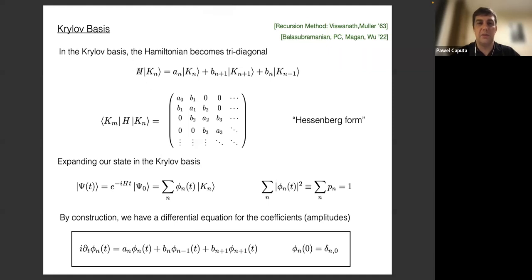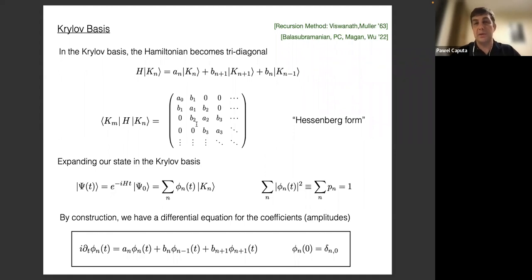When we act with the Hamiltonian on the basis vector kn, we have a diagonal piece with Krylov basis vector kn and coefficient an, and then two off-diagonal terms, bn+1 with kn+1 and bn with kn-1. If you write this in the Krylov basis, this is how your Hamiltonian looks after this procedure. This is the so-called Hessenberg form: once I give you any matrix, for example some finite-dimensional matrix, you can always put it into this form using very good packages in Python or Mathematica. And this will be important in more technical applications later.